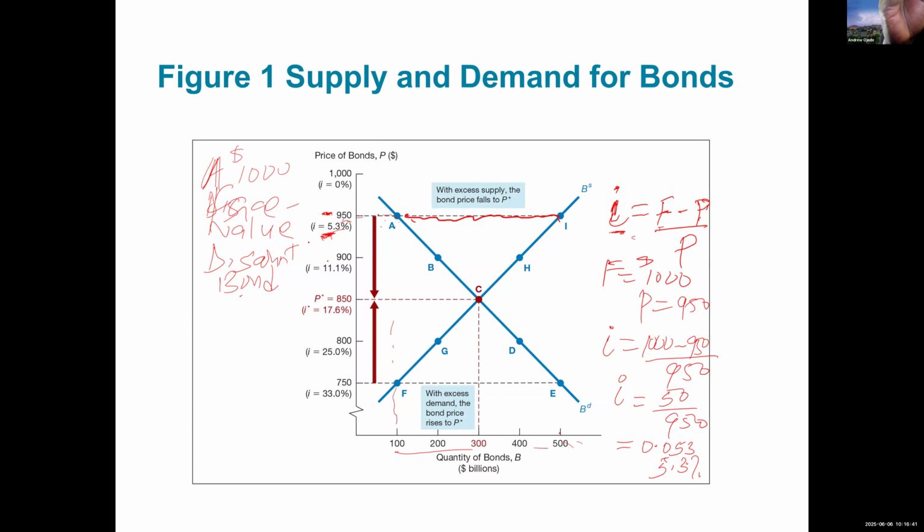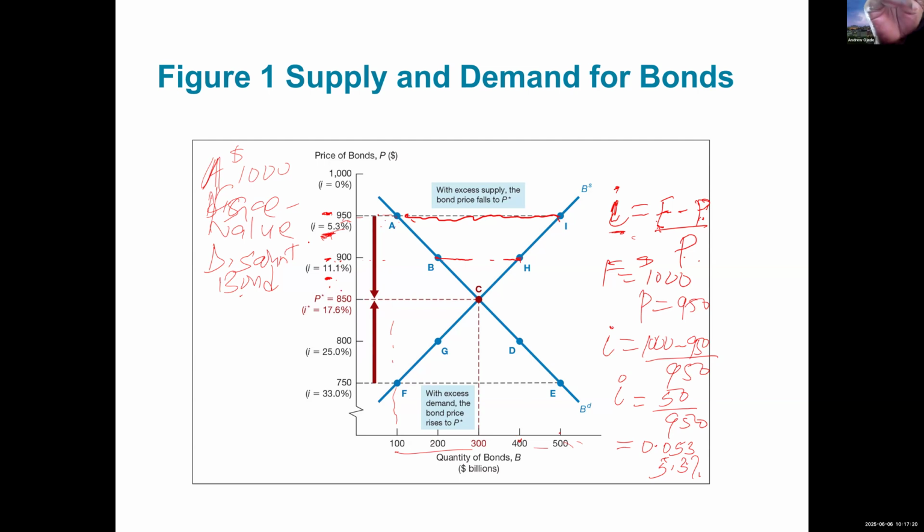And when the price falls to 900, the interest rate that corresponds to that 900 is going to be much higher, 11.1%, because we are reading interest rate in the opposite direction. And you can check yourself. If you plug the new price, 900, into this formula, the face value doesn't change, it's still 1,000. So it's 1,000 minus 900 divided by 900, that's going to be 11.1%. But there's still going to be a surplus at that interest rate, a smaller surplus of 200 billion, because at that 900 price, quantity demanded is 200 and quantity supplied is 400. So there's still a surplus of 200.